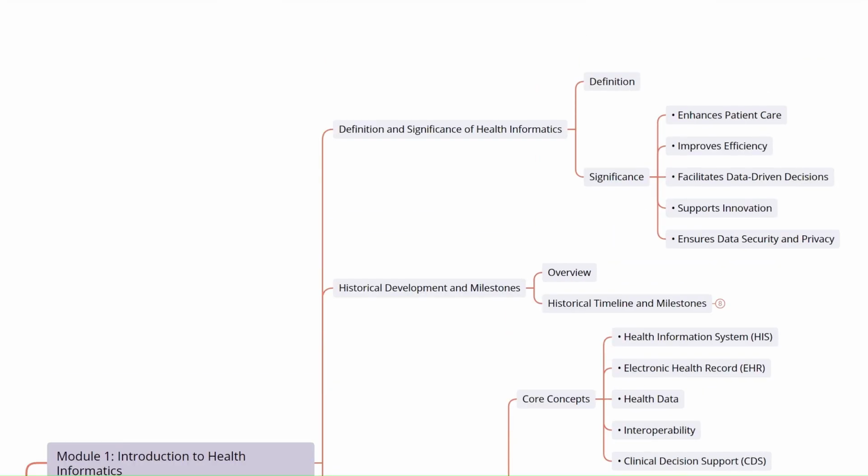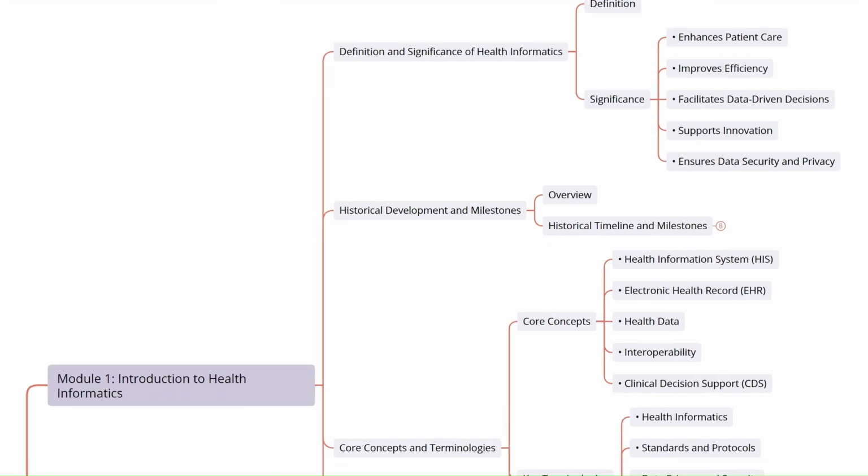Firstly, definition and significance of health informatics. Health informatics is defined as the acquisition, storage, retrieval, and use of healthcare information to foster better collaboration among patients' various healthcare providers. Its significance cannot be overstated as it acts as a foundational pillar in achieving efficient, effective, and economical healthcare delivery. By improving data management and access, health informatics enhances the quality of patient care, supports healthcare efficiency, and empowers patients.